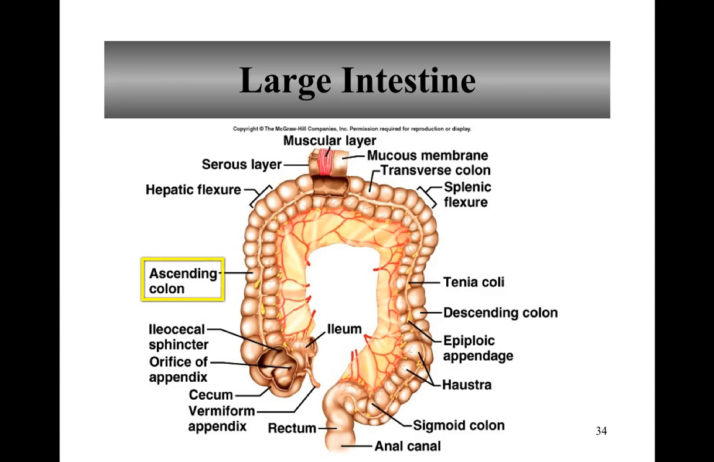So from the cecum, the undigested stuff from our food is going to move up the ascending colon, across the transverse colon, down the descending colon, through the sigmoid colon, and into the rectum, and then out through the anal canal.